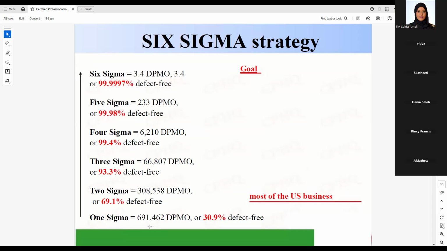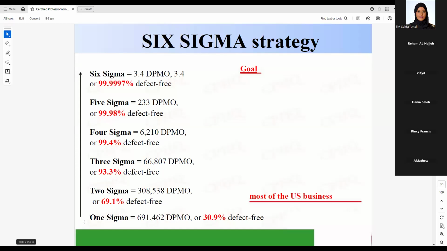The 1 sigma level means you have almost 700,000 defects per million opportunity. So consider if you are a factory and you are producing a million boxes of products or a million bottles of water, let's say, out of the million, you will have almost 700,000 defects. Yeah. So only 30% of your products are good to be used. Does it make sense? Yes. Okay, so this is just numbers.